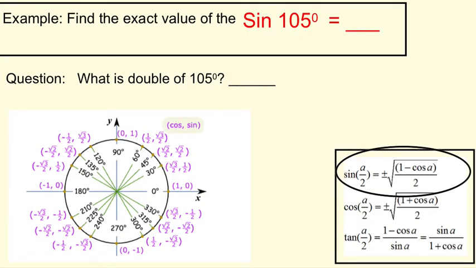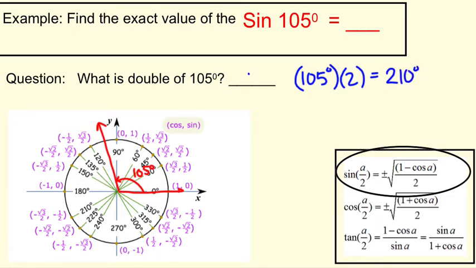All right, so here's what I do want you to write down. We want to find the exact value for the sine of 105 degrees. So if we look at our 105 degrees, I'll do this in red, there's about 105 degrees. Notice it's not on the unit circle, but we want to find the exact value. So we ask ourselves, what is the double of 105 degrees? We take 105 and multiply it times 2, and you get 210 degrees.